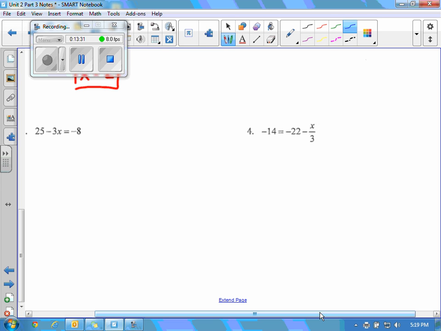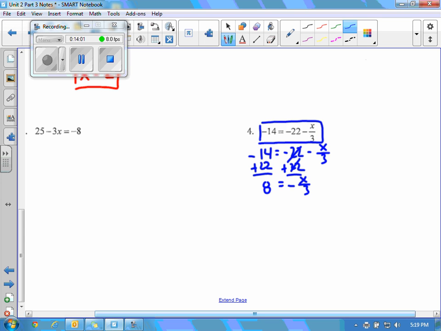Everything starts the same. You're going to box and rewrite. So -14 equals -22 minus x over 3. So I go to the right side because that's where my variable is. First thing I'm going to do is add or subtract. I have this -22 over here, so I need to add 22 to both sides. That's the opposite operation. -14 plus 22 is 8. The -22 and the 22 cancel out, and then I have -x over 3.